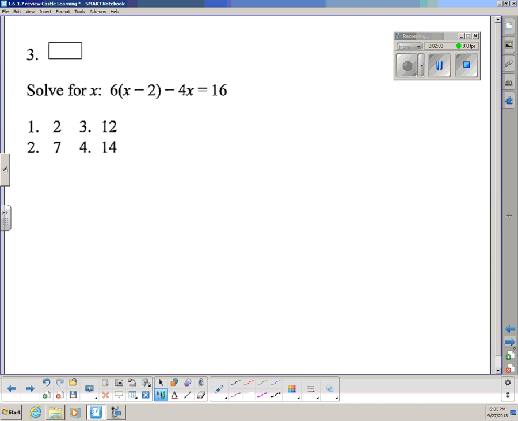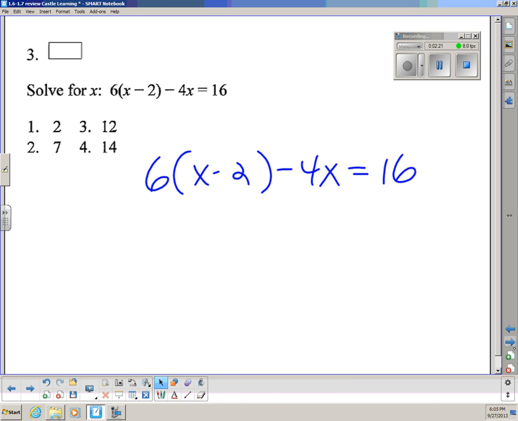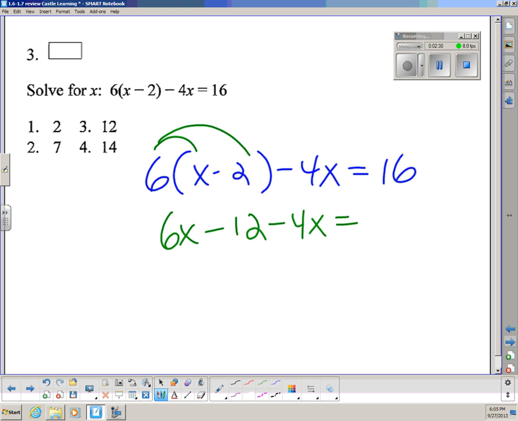All right, number 3, solving for x. 6 times x minus 2, in parentheses, minus 4x equals 16. Another very straightforward question. We can distribute the 6 to the x and the minus 2 to get rid of the parentheses here. So we have 6x minus 12 minus 4x equals 16.